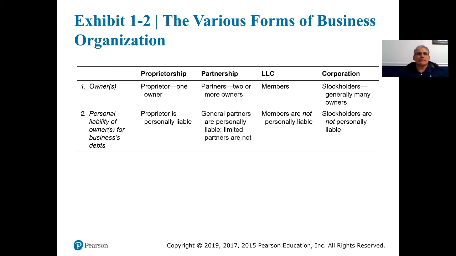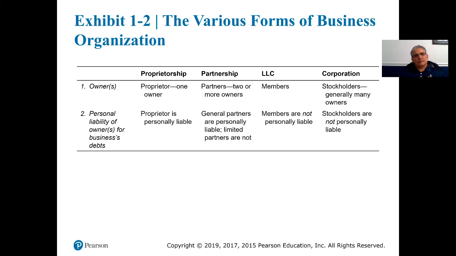As an example, if you own a restaurant and somebody comes in and slips and falls in your restaurant, the question is, do they sue the business or do they sue you as the owner? And the answer is, there is no distinction. When you're a sole proprietorship, you are the business. So, they may list the business name, but your name is going to be there as well, and you're going to be sued. You are the business.